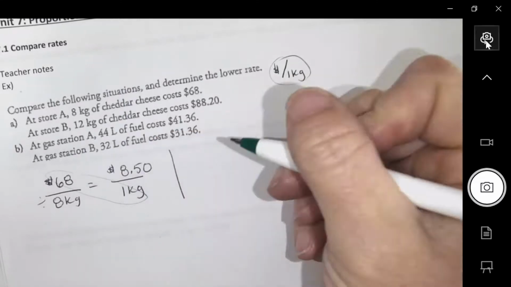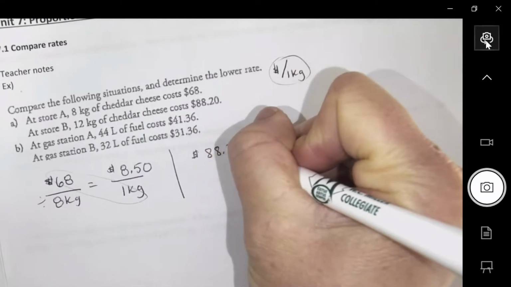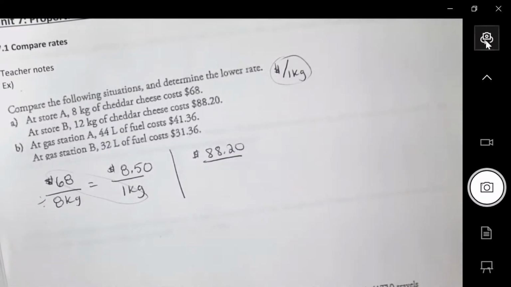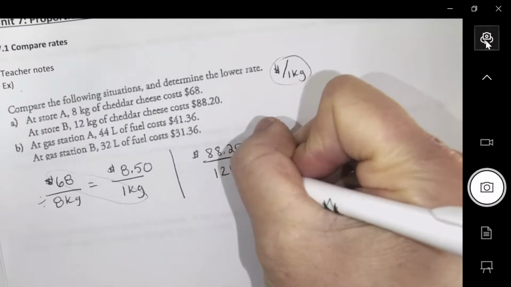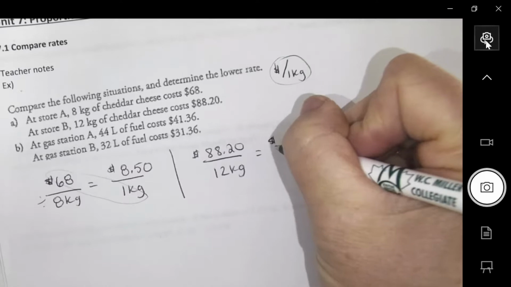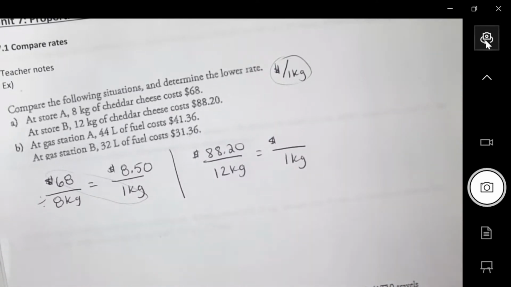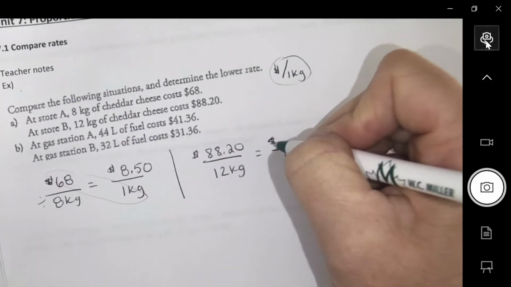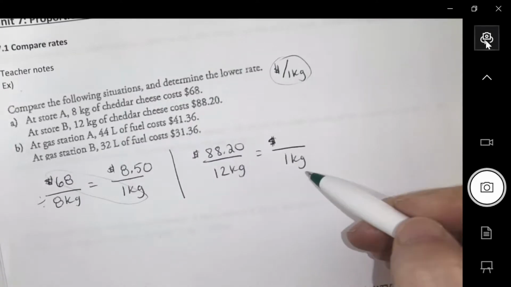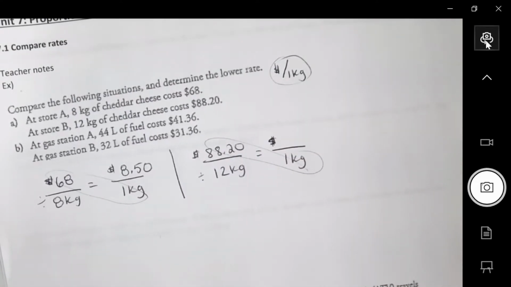Okay, versus $88.20 to buy a 12 kilogram bag. So how much money is that for 1 kilogram? At store B, how much will it cost per 1 kilogram? So again, times and divide.